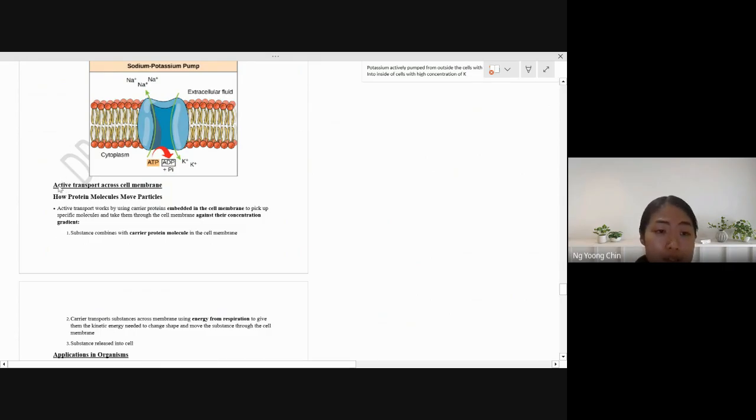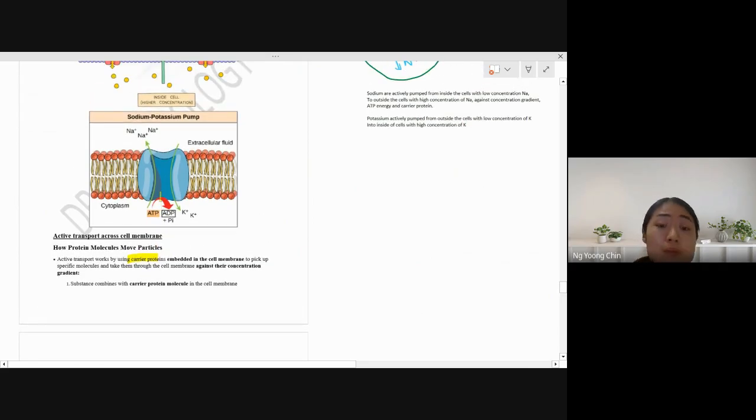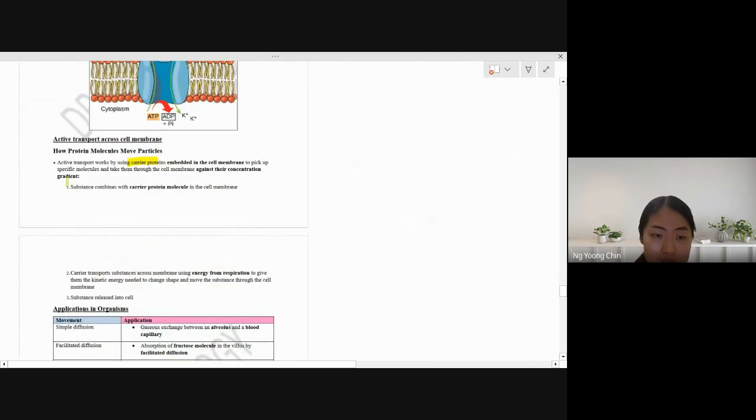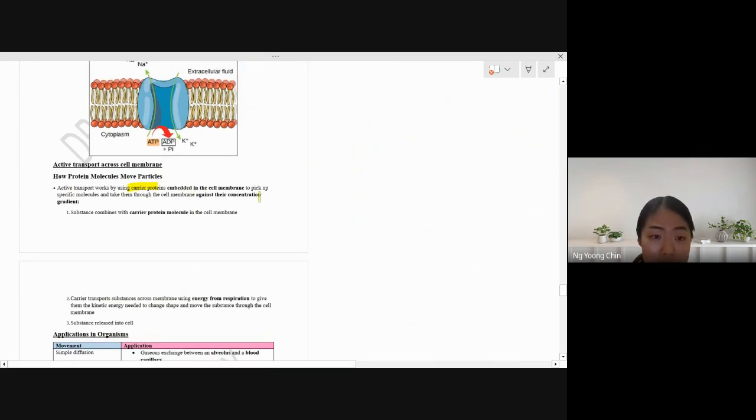Then we talk about how active transport works across the cell membrane. It actually works by using carrier proteins. You require the carrier proteins. These carrier proteins are usually found in the plasma membranes. They're able to help pick up specific molecules, either large molecules or large polar molecules, and transport them against the gradient. So they require the carrier proteins and also the ATP energy generated from cellular aerobic respiration.